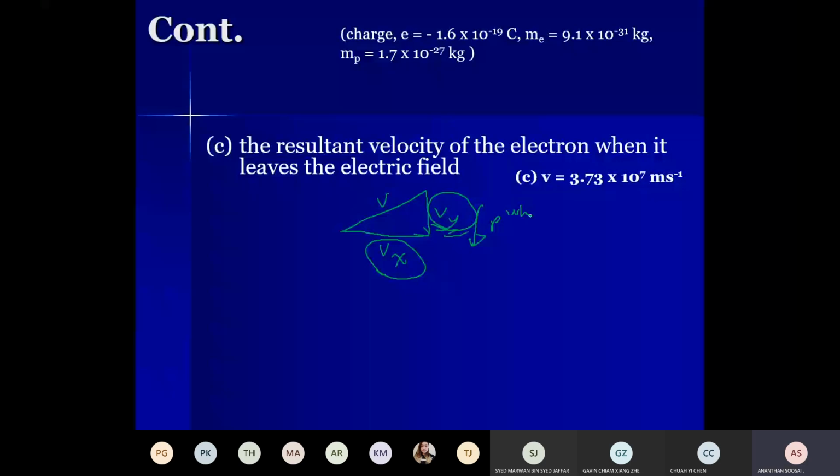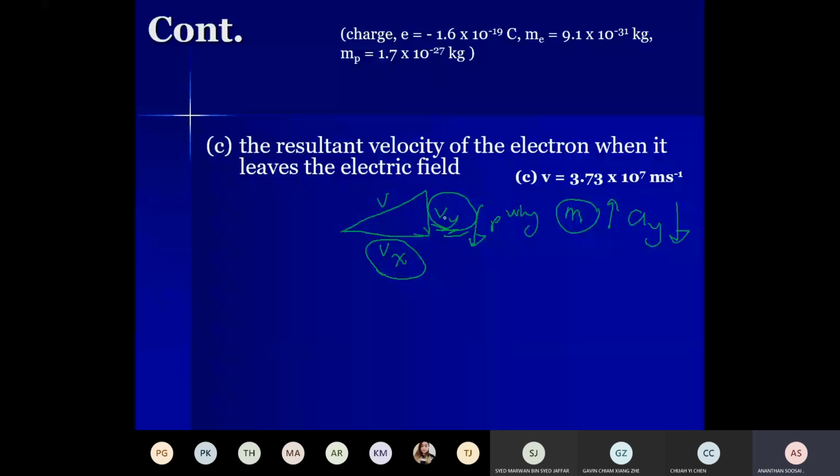Why? Anyone? Why is it going to be smaller? Larger mass. Acceleration. Very good. Larger mass, therefore the Ay will be smaller. Ay will be smaller.